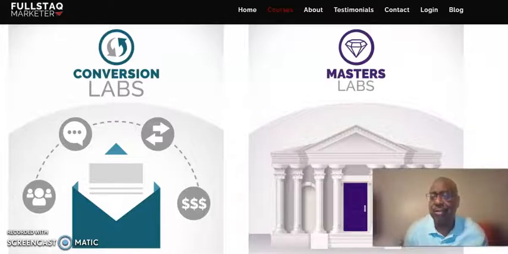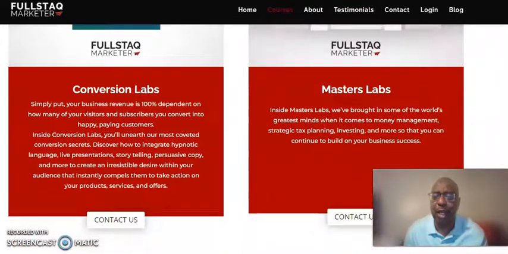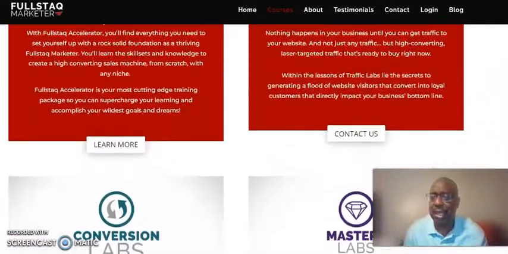And then the Master Lab, it's more of the financial piece. It teaches you a little bit more about the tax aspects of running your business, because you do really need to know and understand all of that. So they're talking more about tax planning, investing, and things like that. And that's all part of the Master Lab.